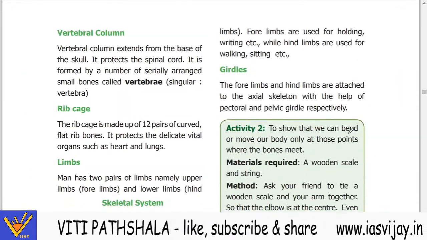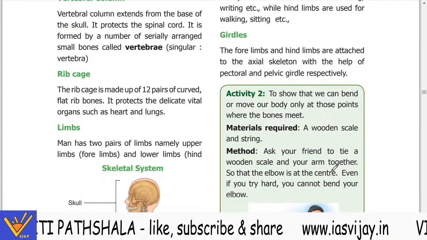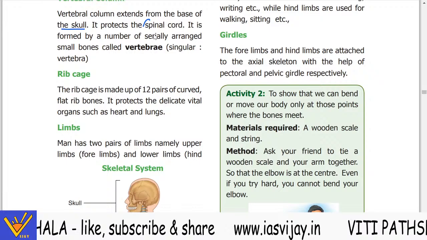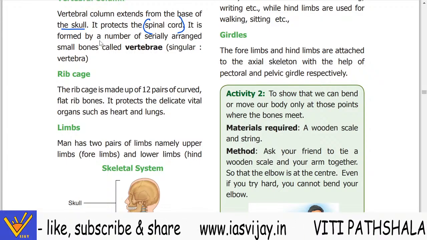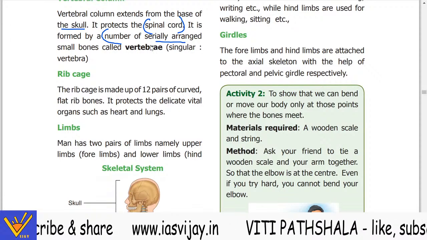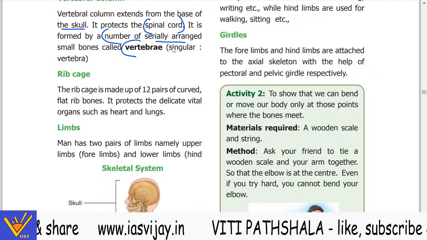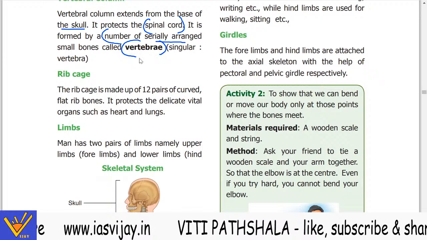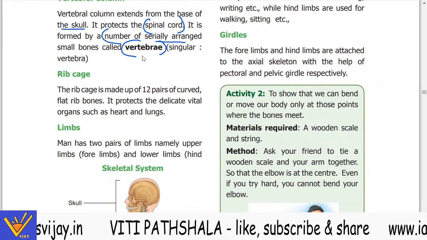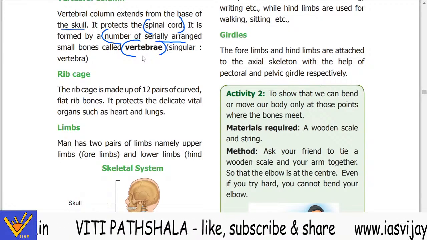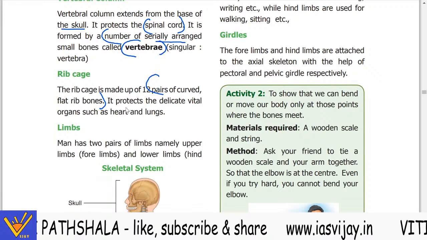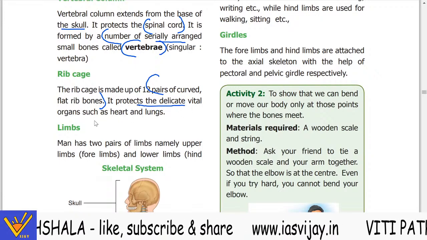Now the vertebral column extends from the base of the skull and it protects the spinal cord. It is formed by a number of serially arranged small bones that are called vertebrae. The singular is vertebra. Now the rib cage. The rib cage is made up of 12 pairs of curved flat rib bones. It protects the delicate and vital organs.